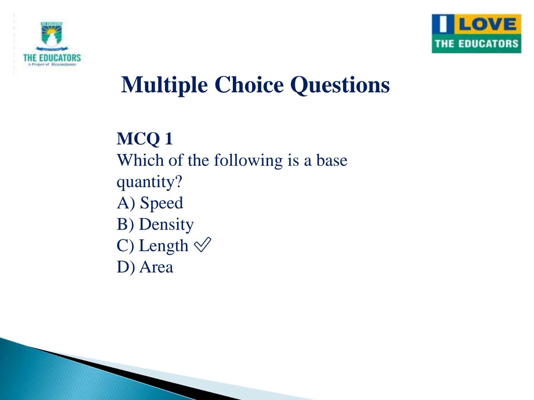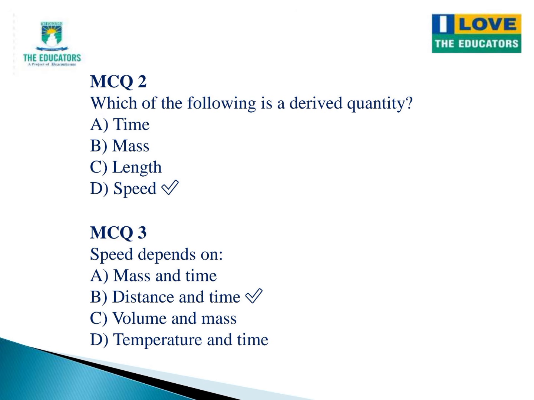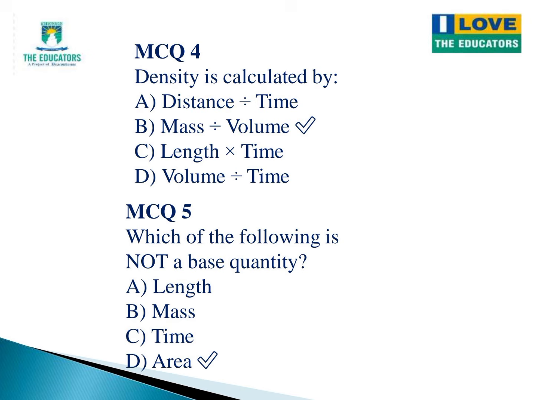The first MCQ is which of the following is a base quantity? Length is a base quantity. MCQ number 2, which of the following is a derived quantity? Speed is a derived quantity. MCQ number 3, speed depends on distance and time because the formula of speed is distance divided by time. MCQ number 4, density is calculated by mass divided by volume.